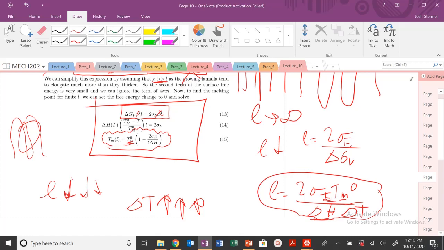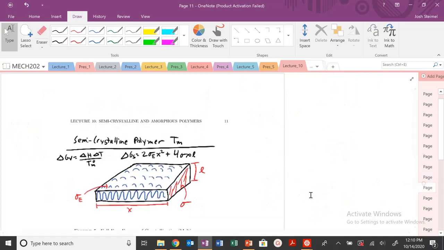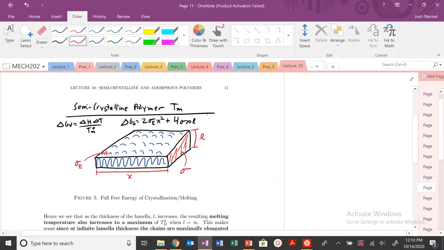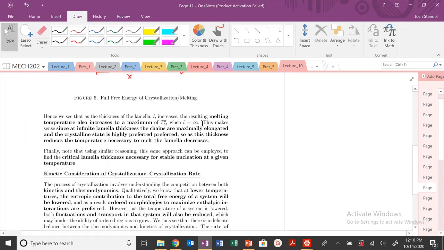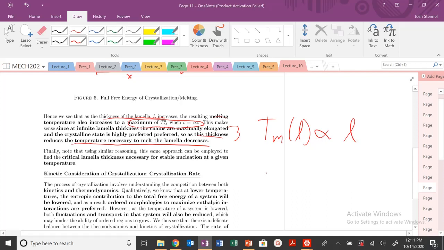But yeah, we can wrap up this discussion here. This is what we've looked at previously, a little bit more in detail. You can see that as the thickness of the lamella increases, your melting temperature hits this maximum, T naught. As the thickness reduces, the temperature necessary to melt the lamella decreases. Tm as a function of L decreases, basically proportional to L, because if we have a smaller lamella, there are fewer of these enthalpic interactions, so you don't need as high a melting temperature to melt them.